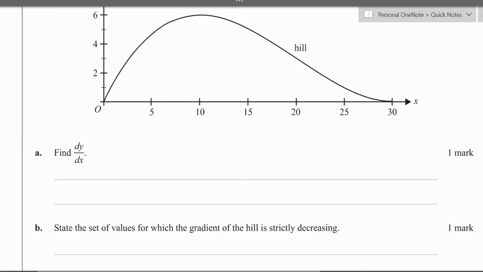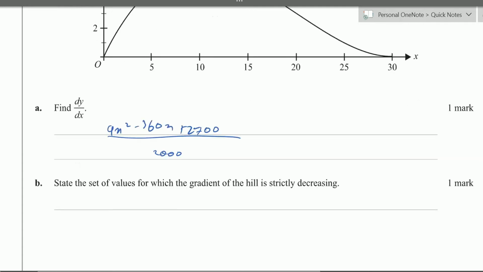So question 2, find dy dx. For 1 mark, just put it into your CAS because you don't want to make a silly mistake, and it's quicker. So 2700 on 200, 1000.